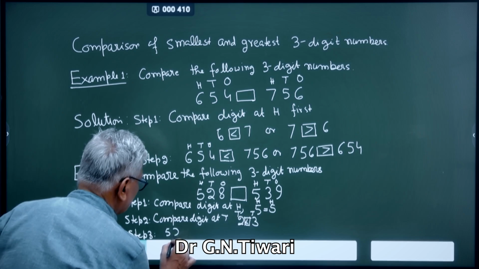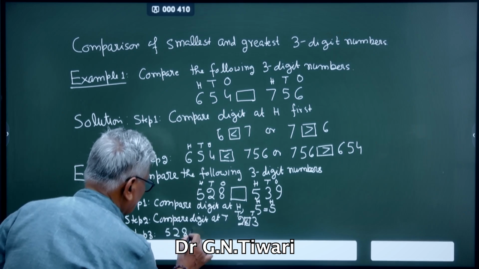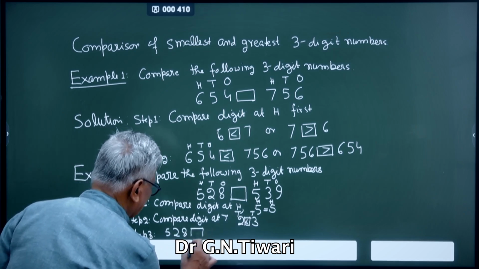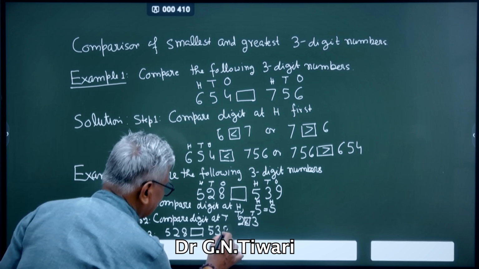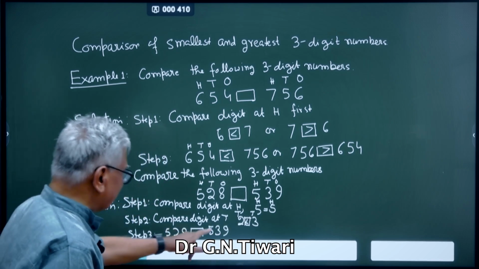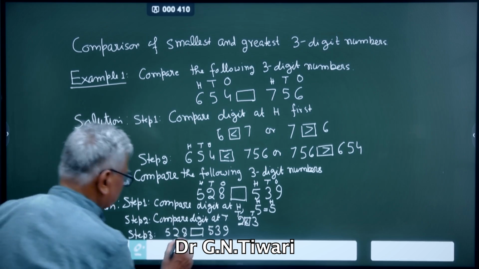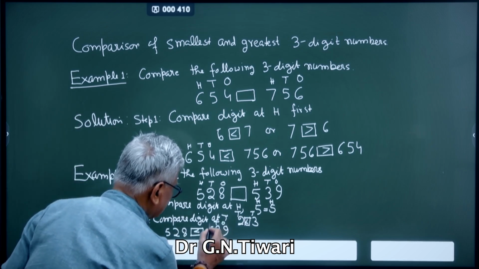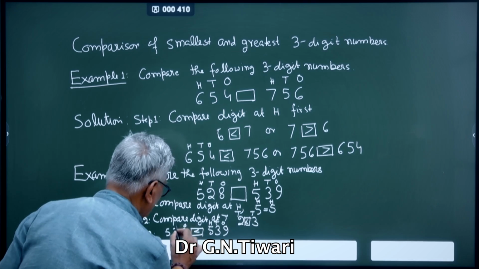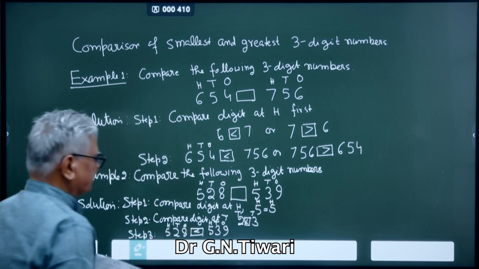5, 2, 8. Here the sign of greater or less. Then 5, 3, 9. So now since 3 is greater than this, you can put the sign like this. O, T, H, O, T, H.